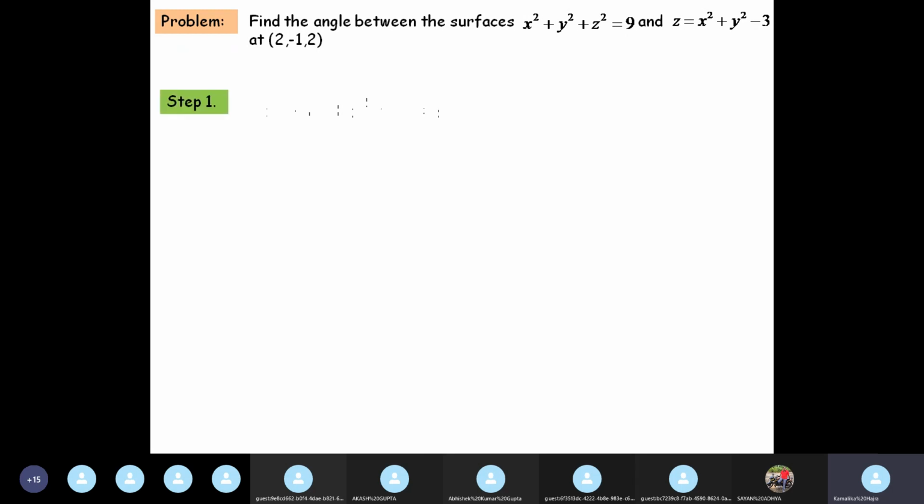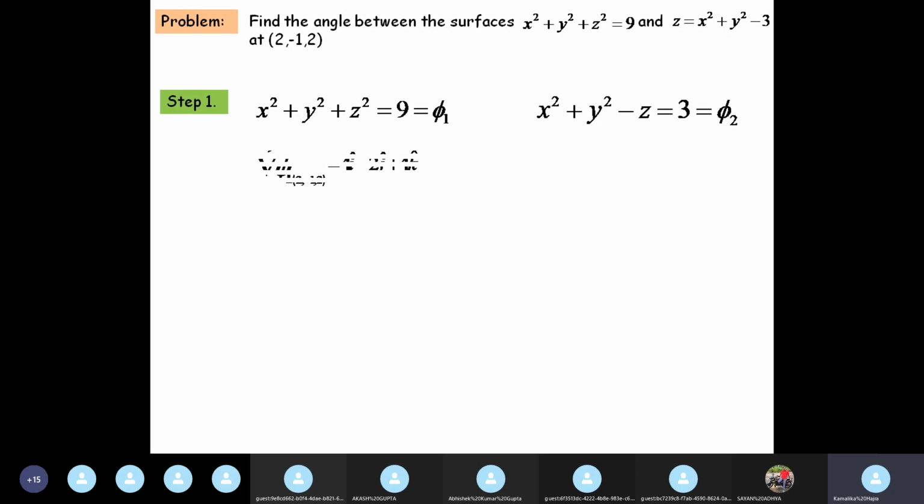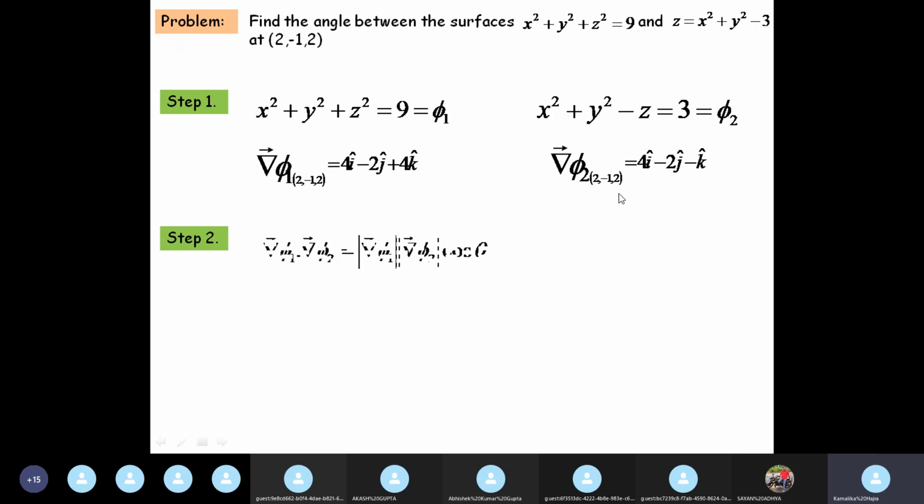Okay. So first identify the surfaces. This is phi 1 and this is phi 2. Next find the gradients. Grad phi 1 at 2, minus 1, 2 is this: 4 i cap minus 2 j cap plus 4 k cap. And grad phi 2 at the same point is 4 i cap minus 2 j cap minus k cap. Okay. So next what do you do? You have to find the angle between these two vectors. That is a simple dot product problem.